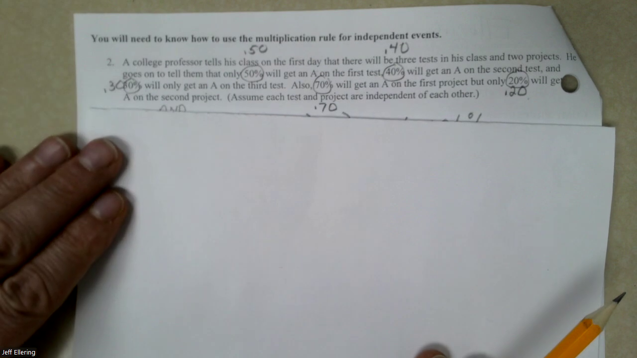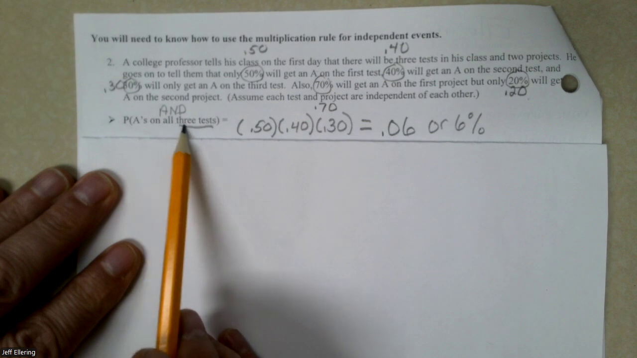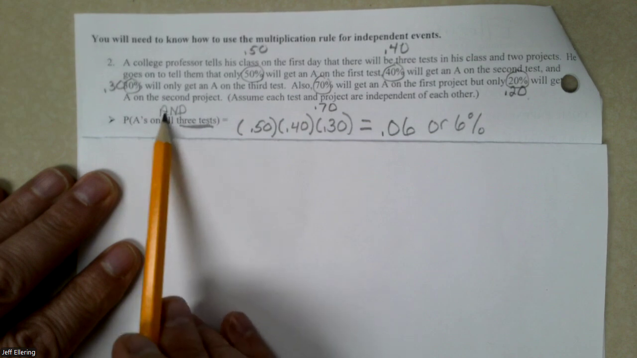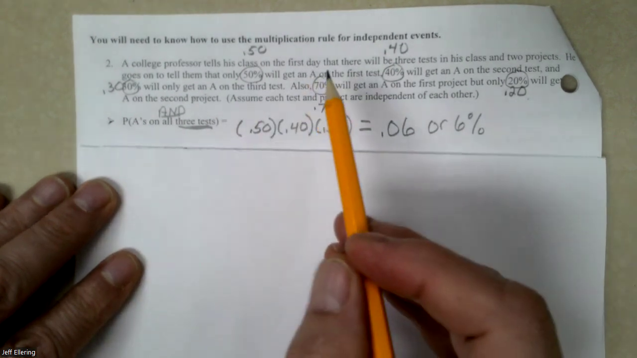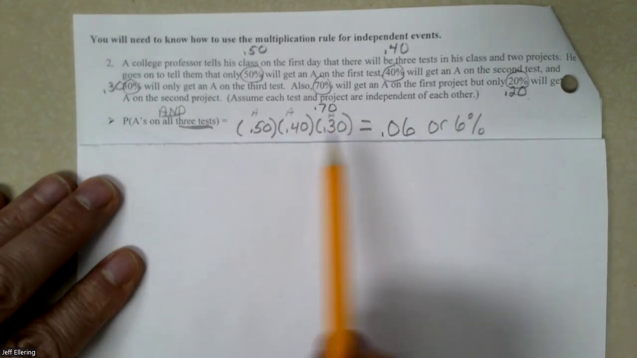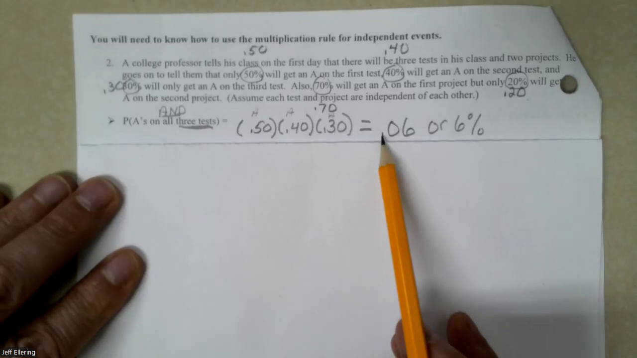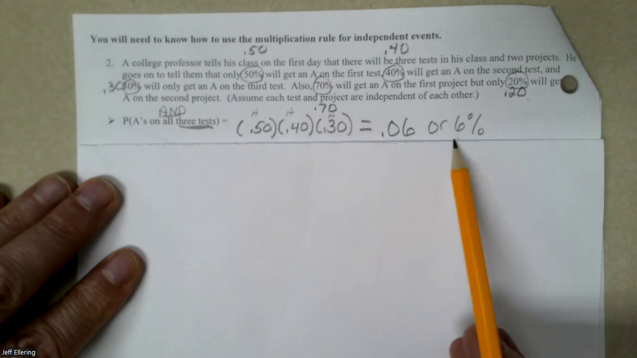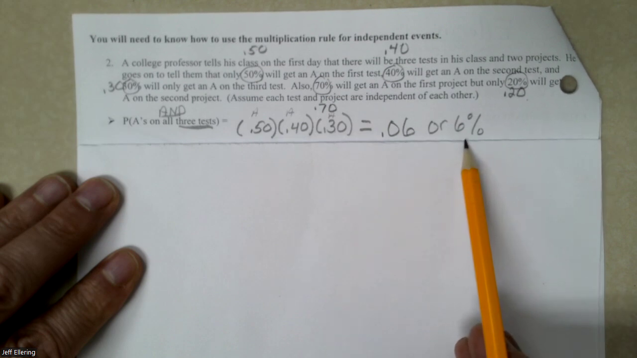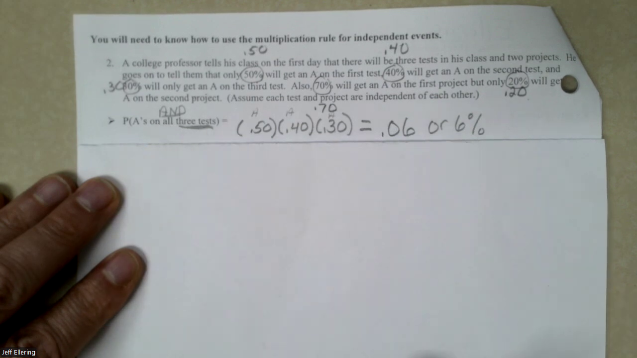All right, the first question is, what's the probability of getting an A on all 3 tests? That's an and situation. You get an A on the first test, and second test, and third test. Multiply those together. Again, that was rule number 5 on the first page. So you get 0.06. If you convert it to a percent, there's only a 6% chance you will get an A on all 3 tests. Not a very good chance.